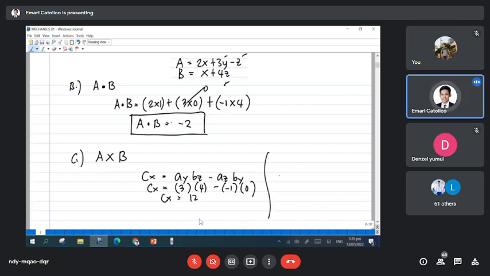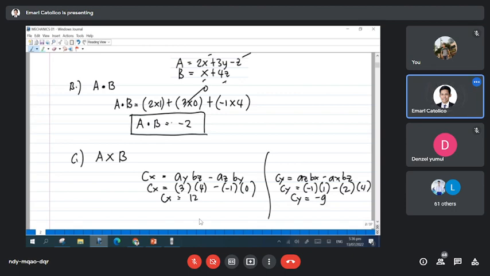Solve for CY, formula natin is AC BX plus AX BC. AC natin, negative 1. BX natin, positive 1, plus AX, positive 2, BC natin, positive 4. Okay, so negative 1 minus, plus pala to. Negative 1 minus 8, therefore CY natin is negative 9.